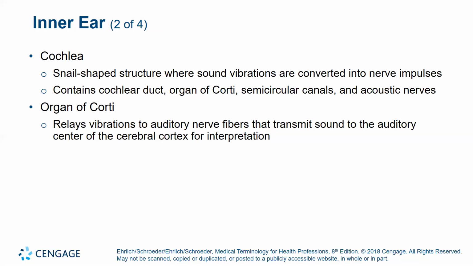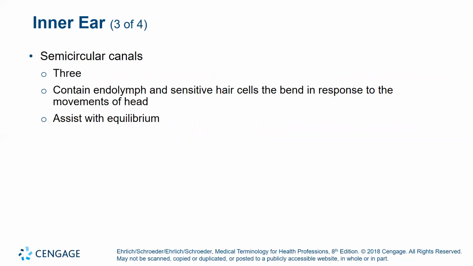We have a cochlea. It's a snail-shaped structure. This is where your sound vibrations are converted into nerve impulses. Then we have the organ of Corti. This relays vibrations to auditory nerve fibers. This transmits sound to auditory center of the cerebral cortex for interpretation. We have the semicircular canals. There are 3. Contain endolymph and sensitive hair cells that bend in response to the movements of the head. And this does also assist with equilibrium.